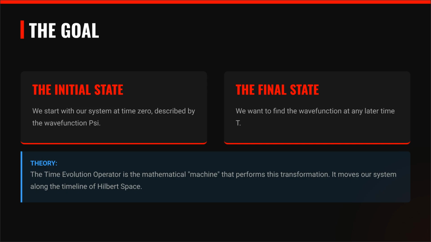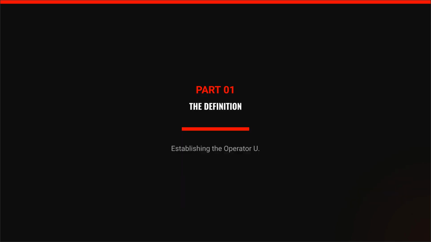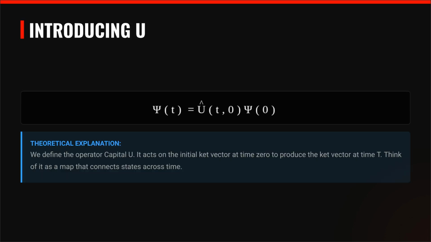Our goal is to find the final wave function at time t, starting from the initial state at time 0. We begin with part 01, the definition, where we establish the operator U. Introducing U, we define the operator such that it acts on the initial ket vector at time 0 to produce the ket vector at time t. It serves as a map connecting states across time.